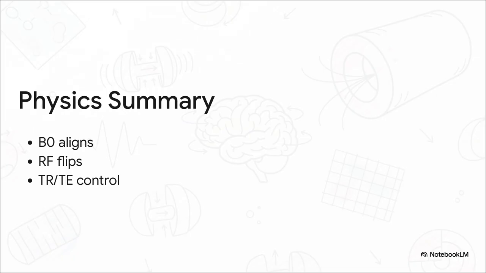B0, the main magnetic field, aligns the patient's protons. We use an RF pulse matched exactly to the Larmor frequency to hit resonance, remember the swing set, and flip that magnetization. When we turn the pulse off, T1 measures the slow, longitudinal thermal recovery. Meanwhile, T2 measures the fast, transverse phase loss, our marathon runners spreading out. And finally, you are the one controlling the image. Short repetition and echo times yield T1 contrast, while long repetition and echo times yield T2 contrast.